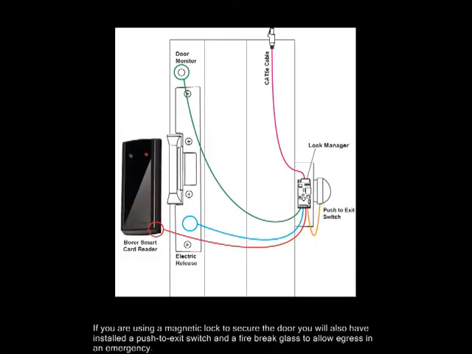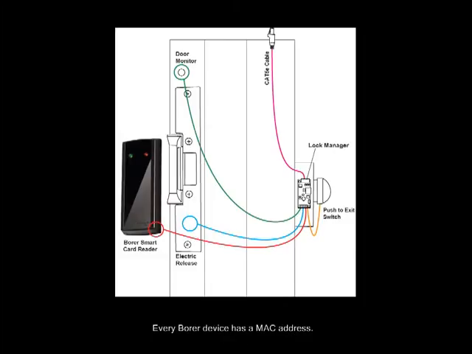If you are using a magnetic lock to secure the door, you will also have installed a push-to-exit switch and a fire break glass to allow egress in an emergency. Every BoE device has a MAC address. This is a unique identity given to each device at manufacture. This is used during commissioning to automatically mount the device when it is first connected to a network.